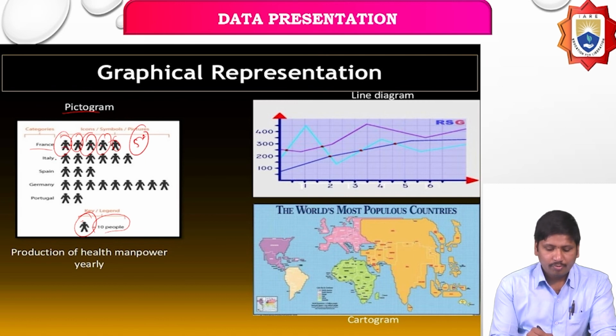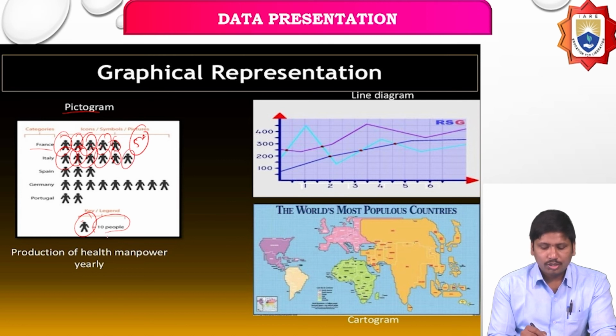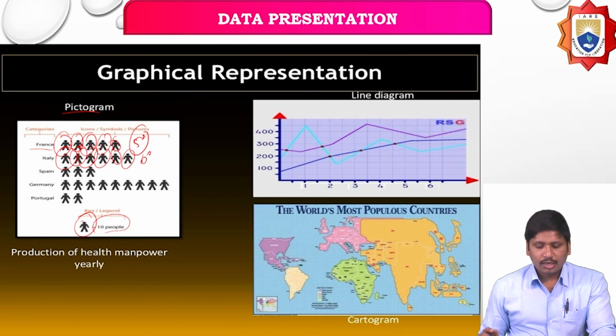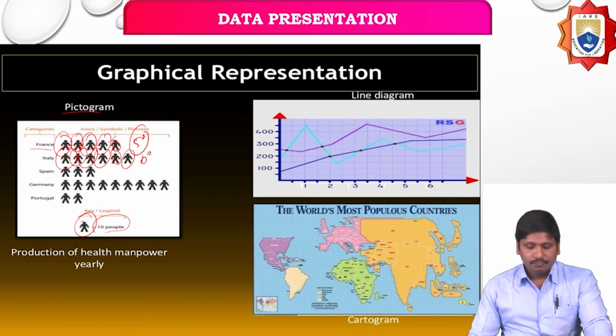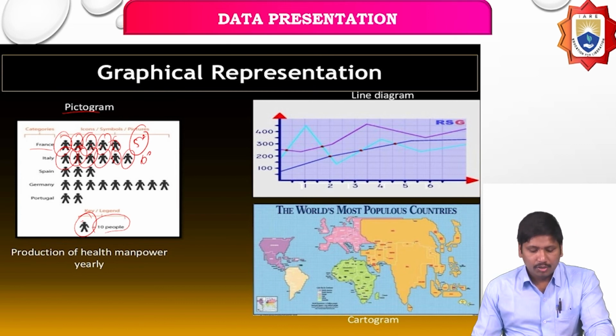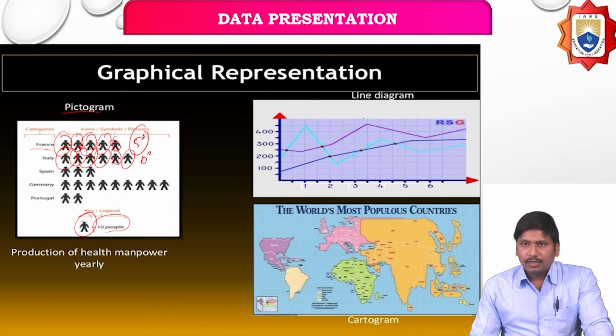Now how many people are present in Italy? I want to read it. It is 6. So 6 times 10 is 60. So 60, like that. I can analyze the diagram very easily by seeing the pictogram also. And the next one, line diagram. Here the line diagram is another way of representing graphical data.